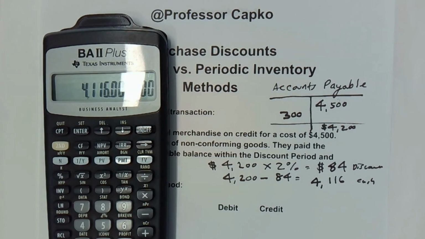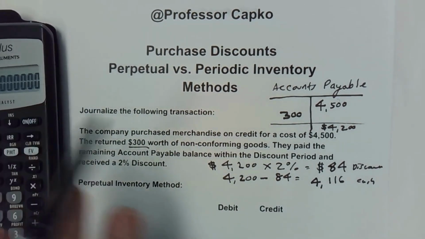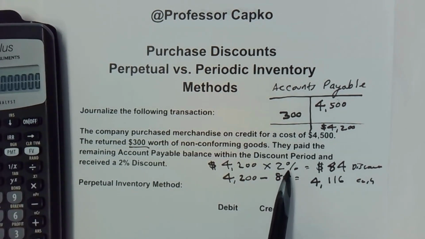And the reason they're receiving the discount is they're paying within the discount period. Oftentimes, a company will offer terms in which they will offer a discount of a few percentage points if the customer pays within, say, 10 days. And so many companies will take advantage of that because 2% is a big savings when you consider that they can do this repeatedly for each purchase.